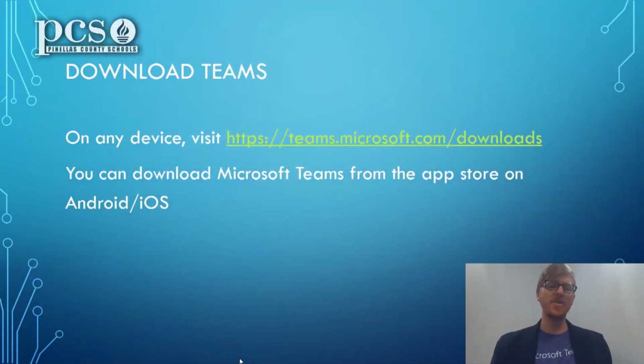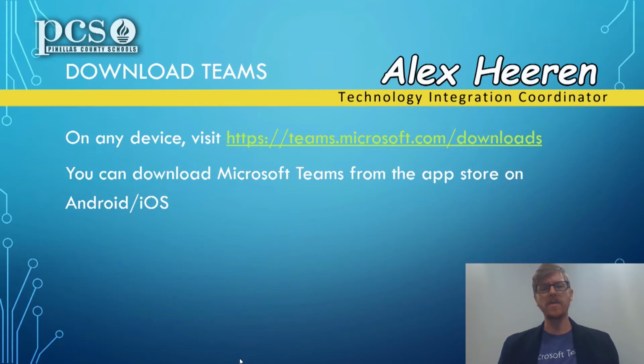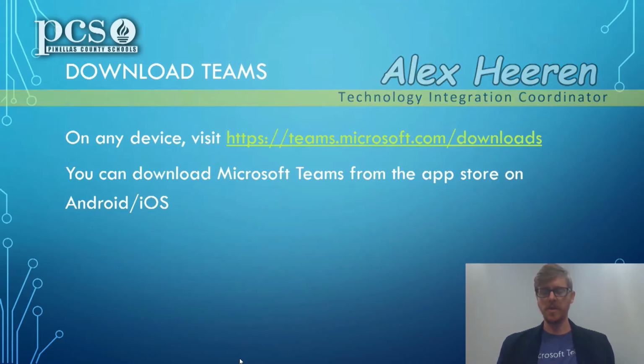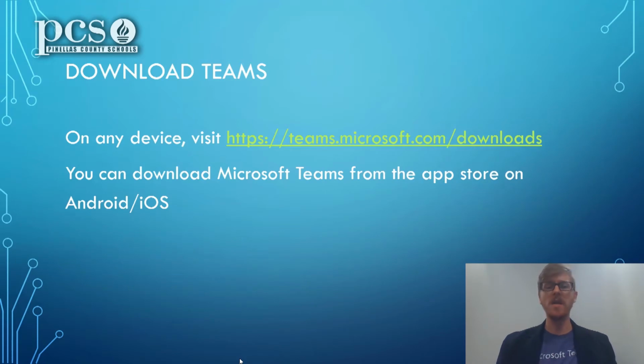First thing you want to do is download Teams. You can do that by going to teams.microsoft.com/downloads. Now, if you do that on your computer, it'll download an installer that you would then run. You can also go to the App Store, which would be on Apple or Android. You go to the App Store and download the Microsoft Teams app.